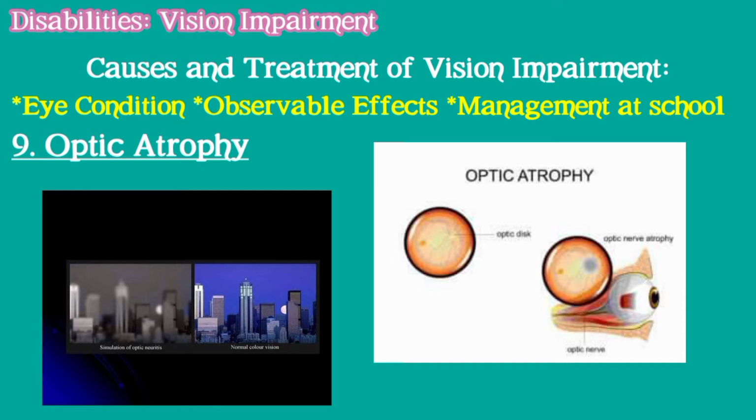So next is optic atrophy. So what is optic atrophy? This is the degeneration of the optic nerve. So the observable effect is fluctuating vision loss, very strong glasses needed for close and distant viewing. When you have optic atrophy, you need to have very strong eyeglasses, meaning high graded eyeglasses, in order for you to see whether you are close or at a distance.